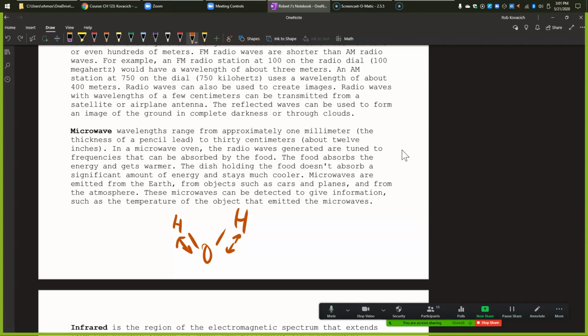Are you saying that whenever a microwave interacts with a water molecule, it does this no matter what? It's always doing this. The microwave just happens to be the correct frequency, which we would call the resonant frequency, to cause that to happen more.